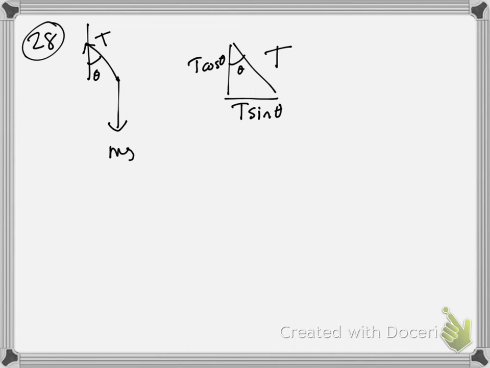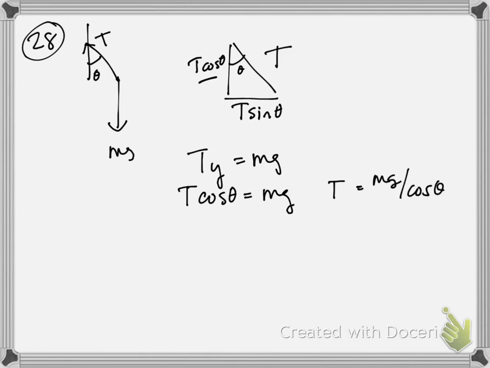The y component of tension balances out the weight of the ball. That's why there's no acceleration in the vertical direction. Because we've measured from the vertical, the y component goes with cosine. So we get T cosine theta equals mg. And solving for T, we get T equals mg over cosine theta. If you don't think to do that right away, don't worry about it. It usually comes to you later. Now let's look at the x side. There is a net acceleration in the x direction, and that's equal to ma, which is equal to mv squared over r.